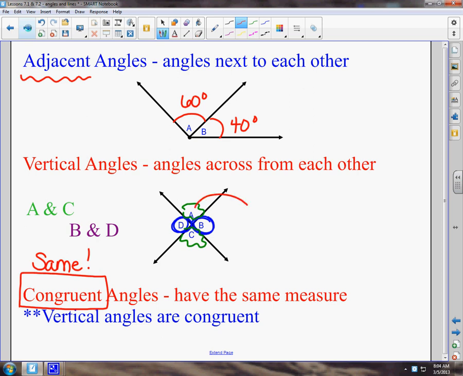So like A, if A is 66 degrees, C is also going to be 66 degrees, and they're going to be congruent because they're directly across from each other and they're using the same lines, so therefore they have the same angle measure.